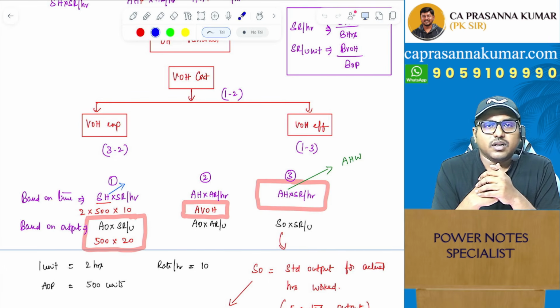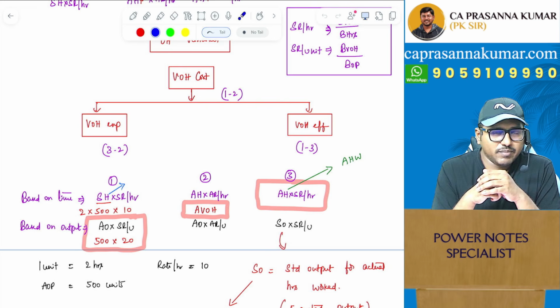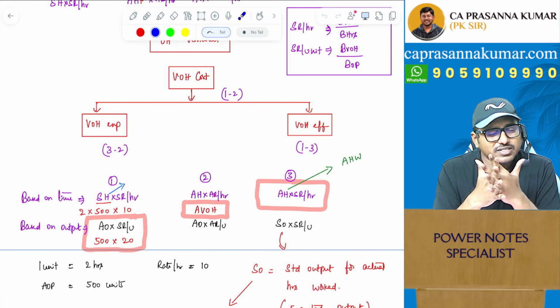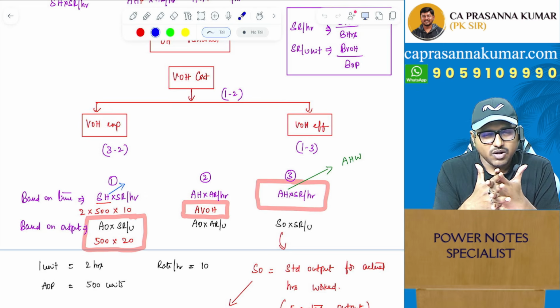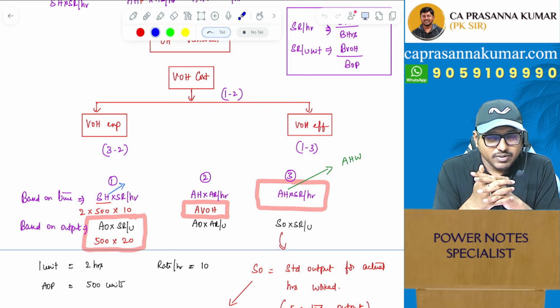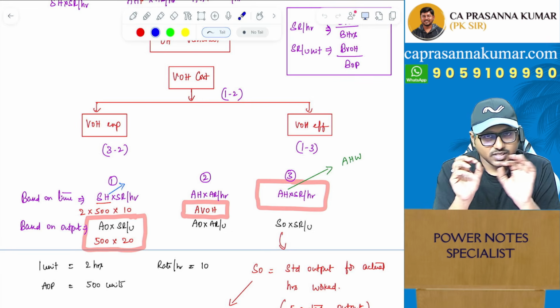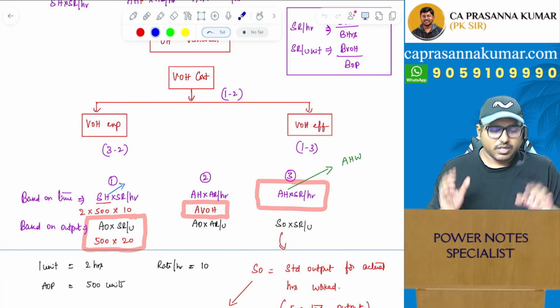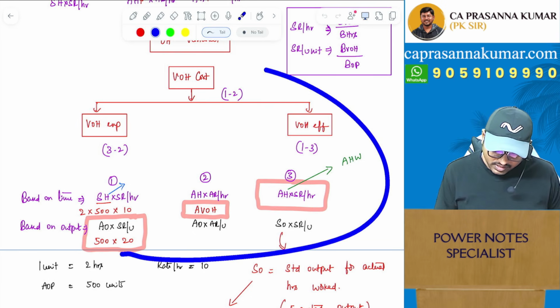Okay. Now formulas, you tell me. 1, SH into SR per hour. Alternative, SO into SR per unit. 2, actual variable overheads, which is nothing but AH into AR per hour, or AO into AR per unit. Next, third, AH into SR per hour. AH means actual hours worked here, because we are talking about variable overheads. Alternative formula, SO into SR per unit. That's all. Clear with this?